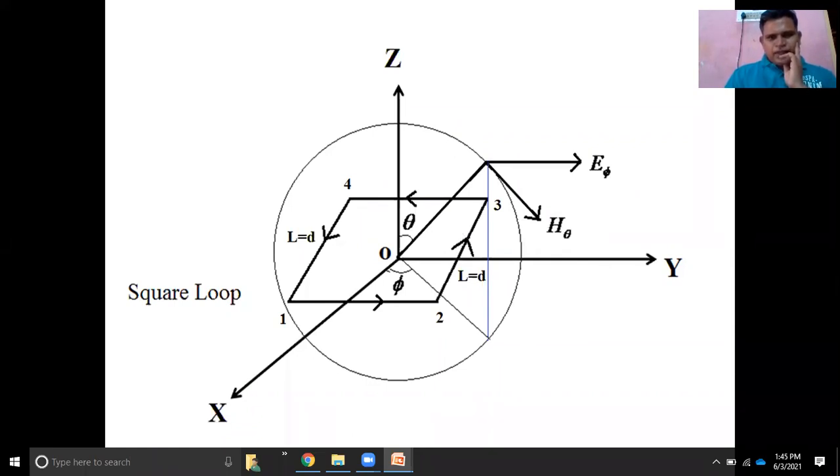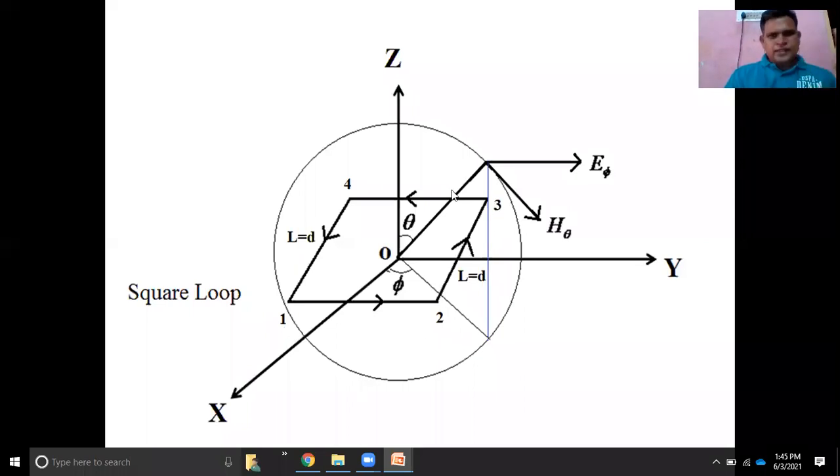One more thing is, here we are assuming that this circular loop is having two dipoles. For our understanding purpose, you see here 1, 2, 3, 4. These are the four sides of the square. Here we are assuming that it has two dipoles or two short dipoles. One is 1, 4 and the other one is 2, 3.